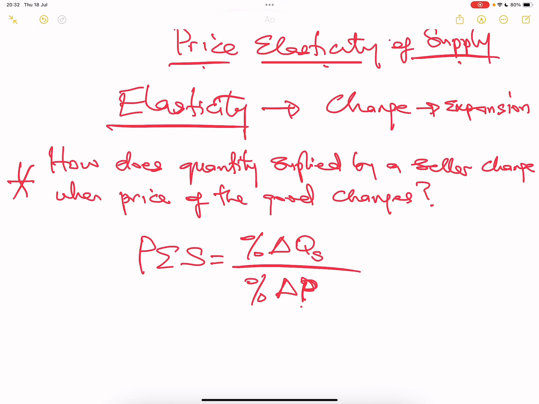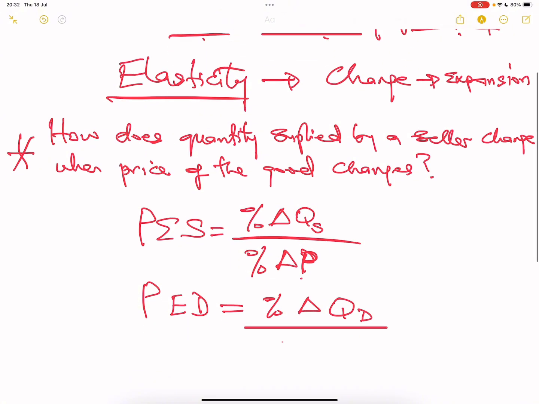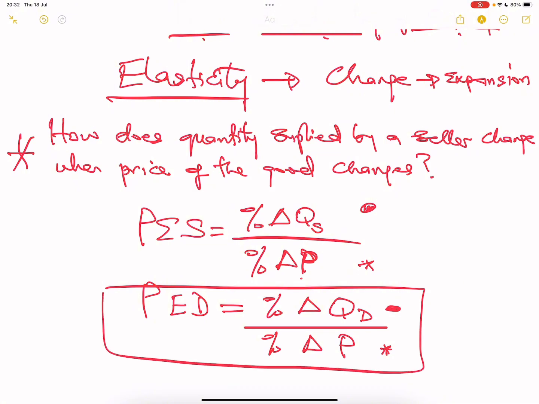For price elasticity of demand, it is similar, but instead it's about percentage change in quantity demanded, still divided by percentage change in price. So you can see this is the same for both, but this is the difference, the numerator. So don't get confused. There are two different things.